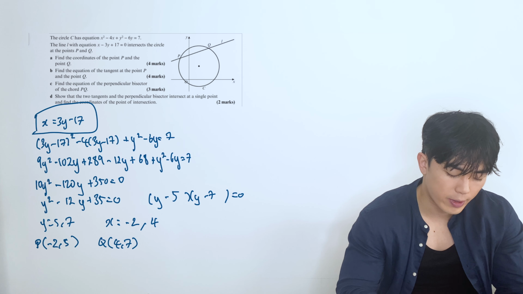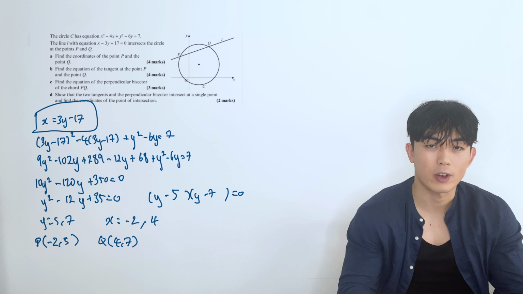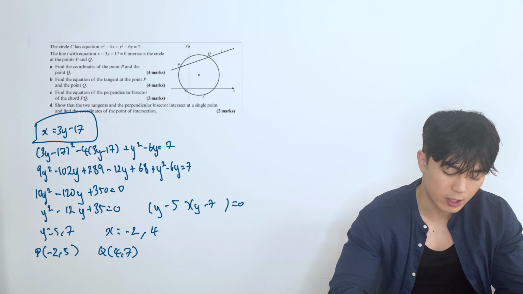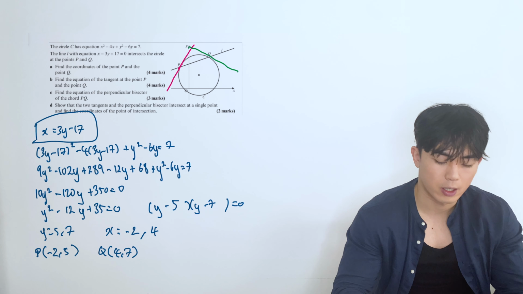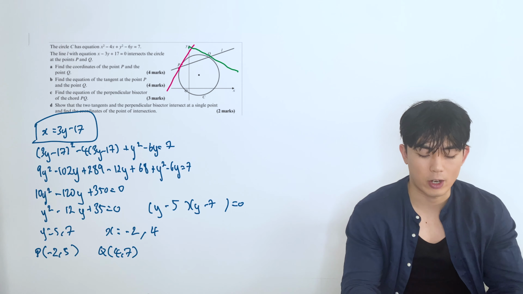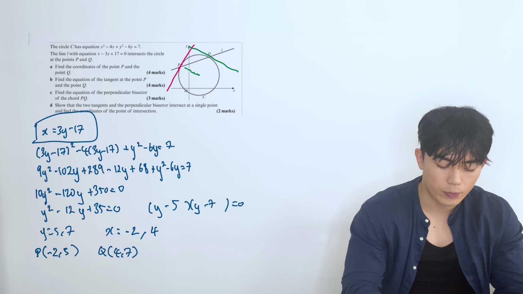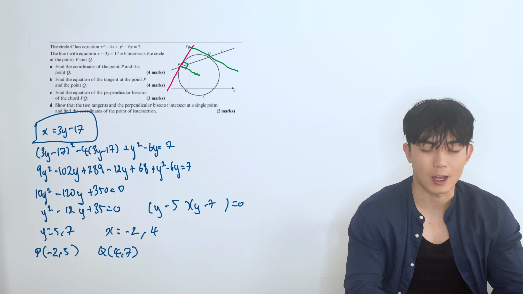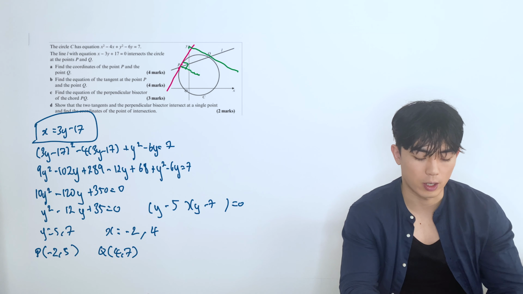Right, part B: find the equation of the tangent at the point P and the point Q. So we're trying to find the tangent equation line, right? Remember, the tangent was the line which only touched it once. So this one here and this one here. First things first, as it's a straight line equation, we need to find the gradient first. We know that the gradient is 90 degrees to the line connecting the center. So we're going to have to work out the center of the circle first.